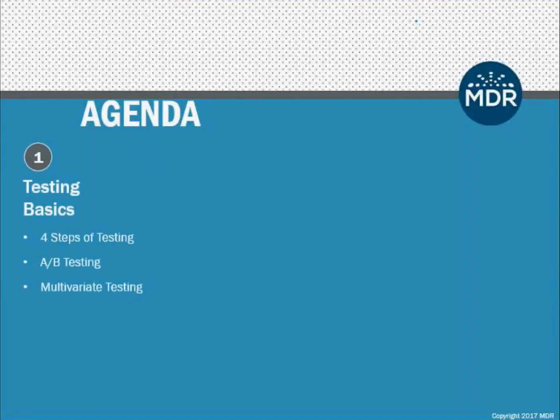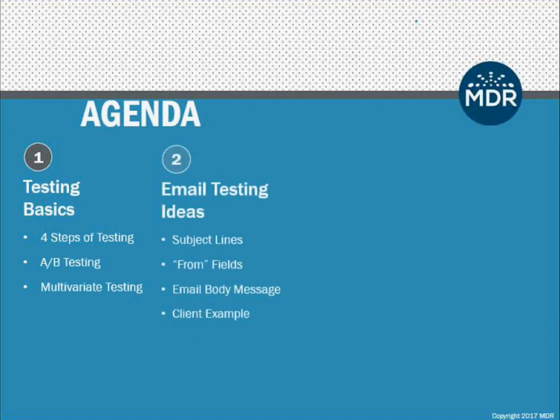What we're covering in this webinar is, first off, a little bit about testing basics: just what you should be thinking about when setting up a test. What is A/B testing and multivariate testing, and when are the best times to be using them? We'll also spend some time on email testing ideas, from subject lines to from fields, email body messages, and some client examples.